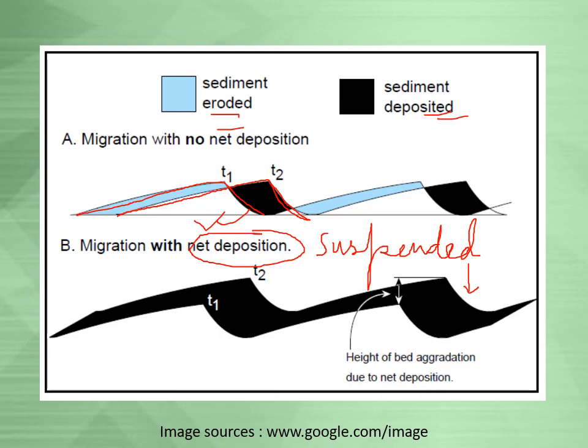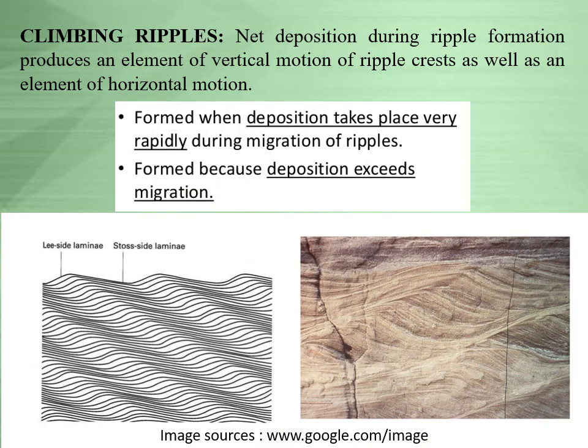Vertical stacking also occurs. As you see in this case, with significant contribution from the suspended load, that means deposition takes place frequently or often from the suspended load, the ripples move in the forward direction, and vertical stacking is also there. So it looks like one ripple is climbing over another. These kinds of ripples are called climbing ripples.